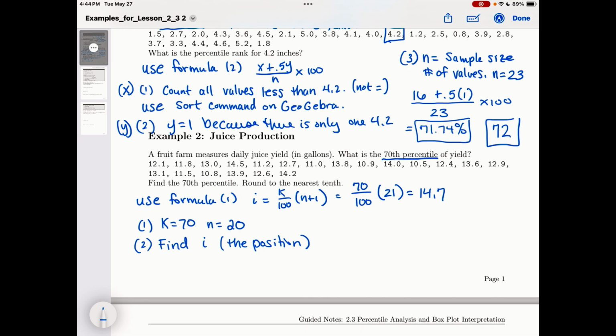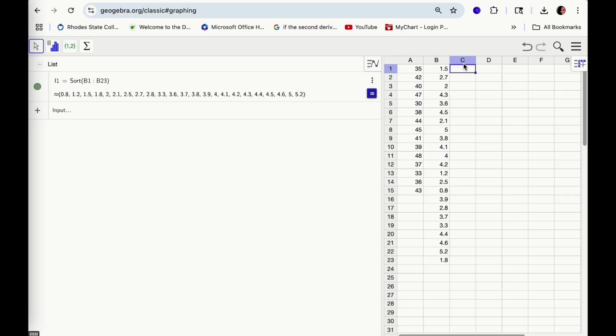So that means if I look at the data when it's sorted from smallest to largest, if I look at the position of 14.7, it's between the 14th and 15th position. So we want to find the data value that falls between the 14th and the 15th value when it's ordered from smallest to largest. So let's hop over to GeoGebra real quick and let's order the data. I'm going to list all of my data values for this question in column C. So pause the video and go ahead and enter the values yourself.